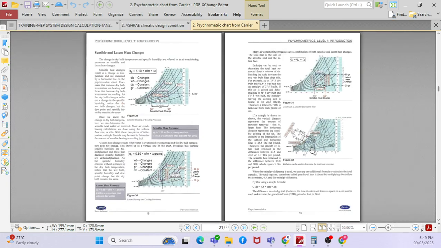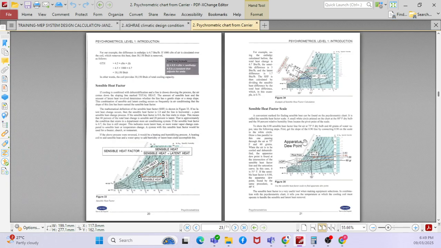That type of understanding you will get from the psychometric chart. So I request you to go through the psychometric chart. Take 1 week, 2 weeks, no problem, because this is the foundation, right? Okay, go through all the pages. If you want to go through all the pages, you can.